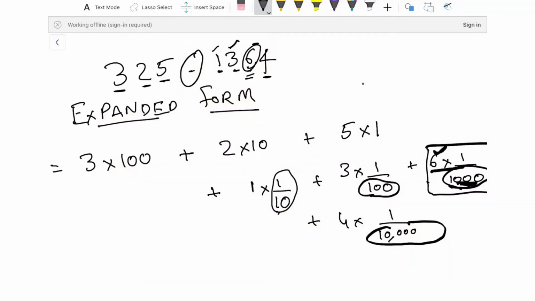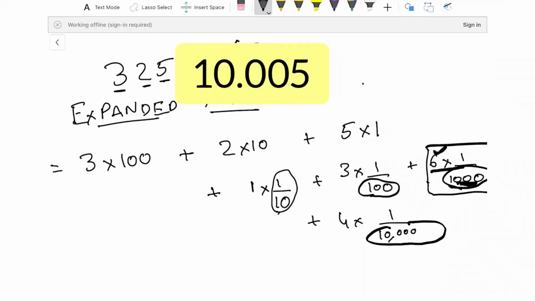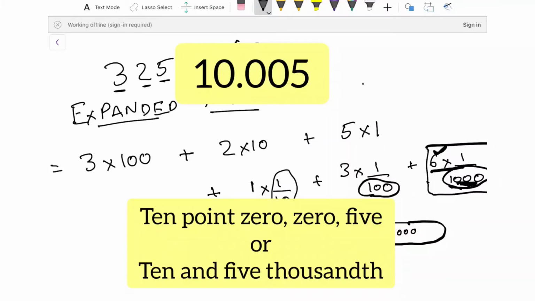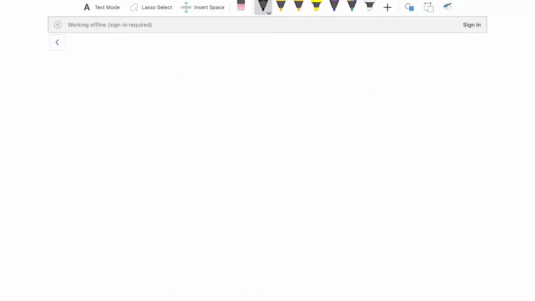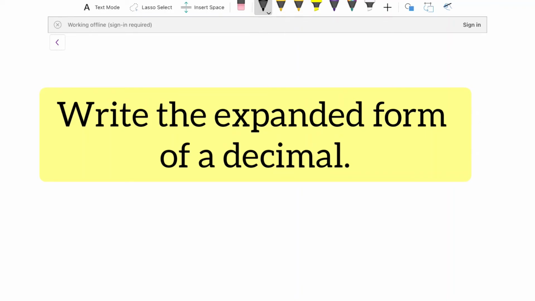Have a look at this number, 10.005. How do you read this? Go ahead and try. That's right. This can be read as 10.005. Very good. Or it can also be read as 10 and 5 thousandth. Excellent. Let's take another example of writing the expanded form from a decimal number.